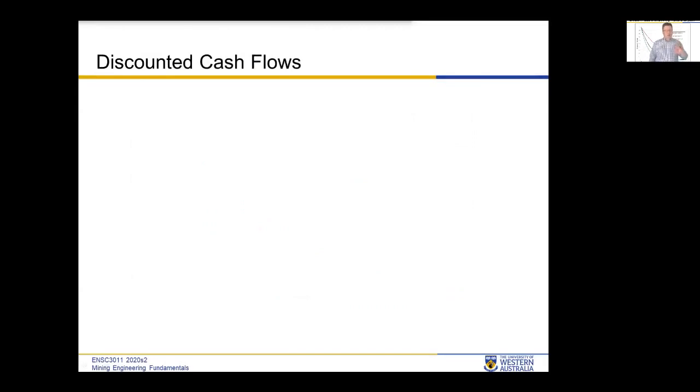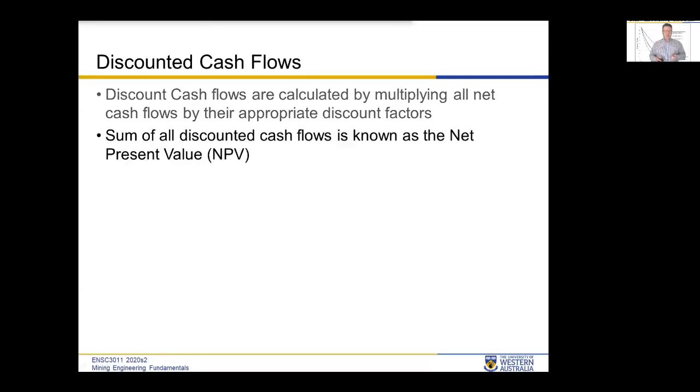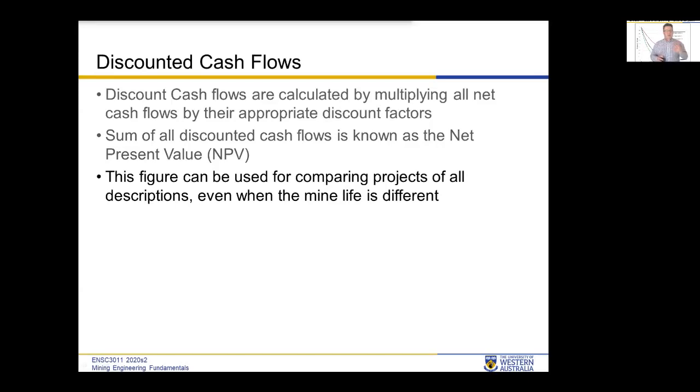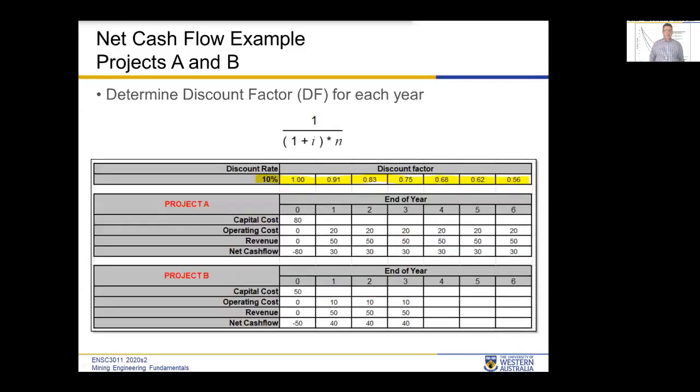So we apply this discount to our cash flows for each year, acknowledging each year has a different discounted factor, and then we add up the numbers. And that gives us what's called net present value, which can be used to compare projects. So we do that for our typical example here. We look at the discount factor for years 1 to 6, at a discount rate of 10%. There's our discount factors. And then we simply apply that to our net cash flow.